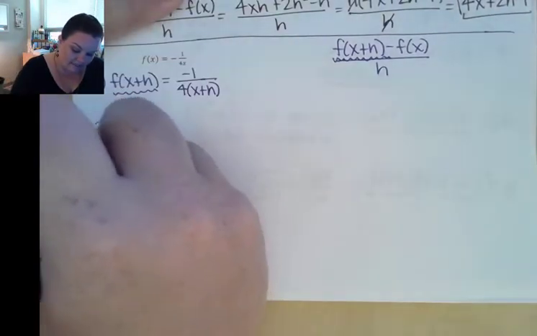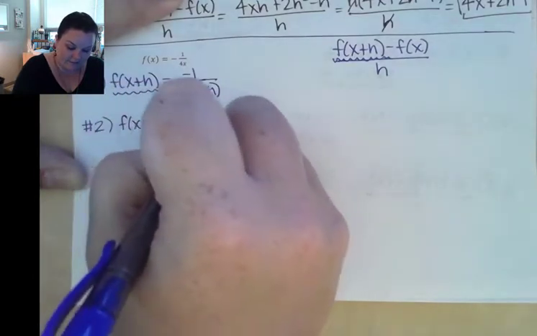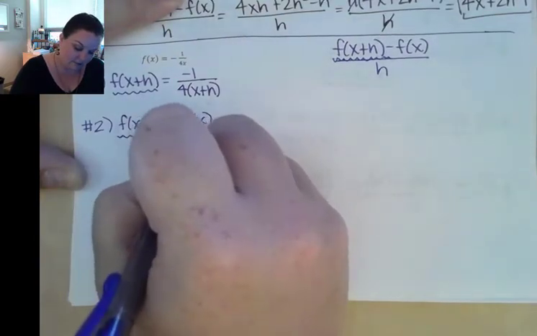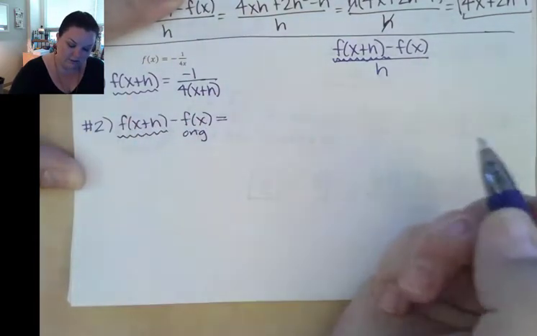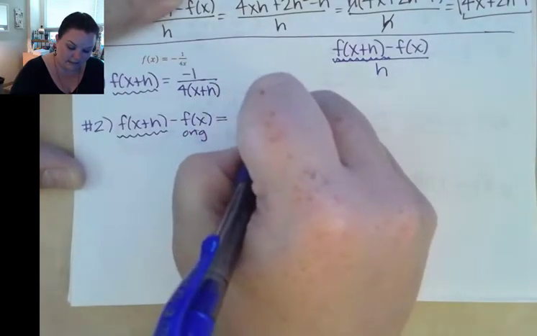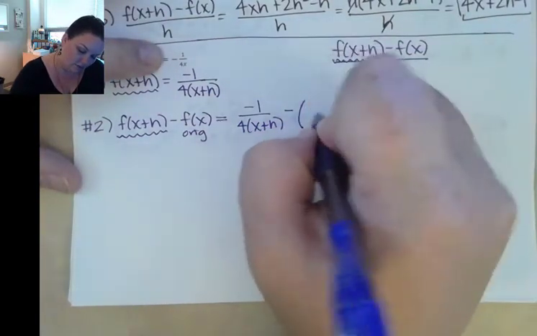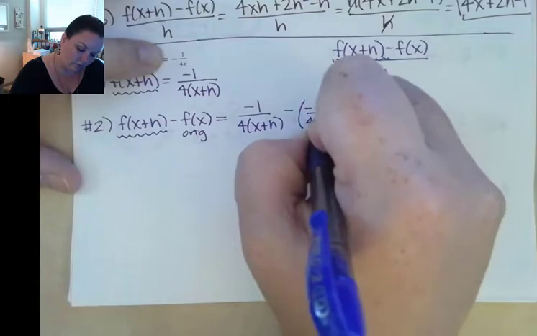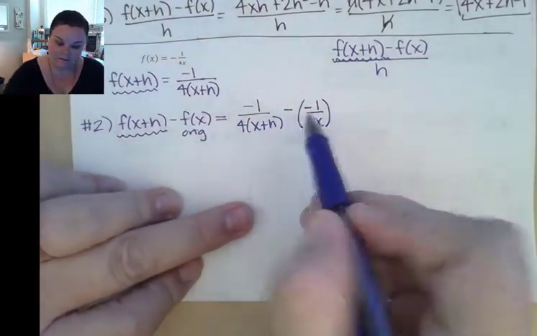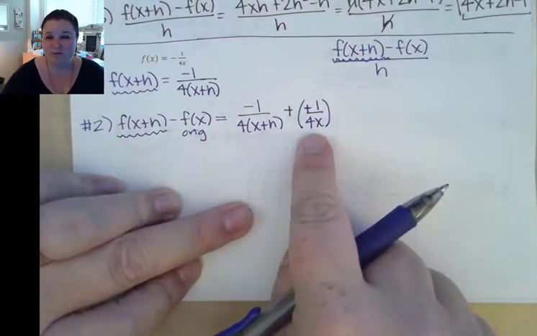Move on to my next piece, which is to do f of x plus h minus f of x. So again, this is the answer I got in my last step, and I'm subtracting my original function. So my answer from the last step, -1 over 4 times x plus h, and we're subtracting the original. The original was -1 over 4x. And then notice here, I have double negatives, so that's going to become positive, right? So I need to add these two fractions.